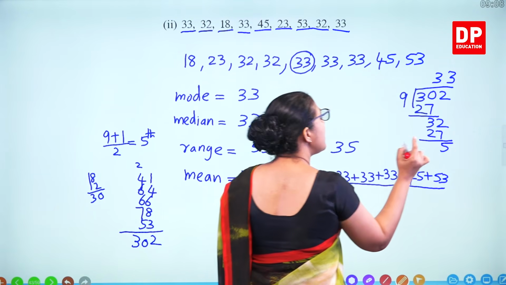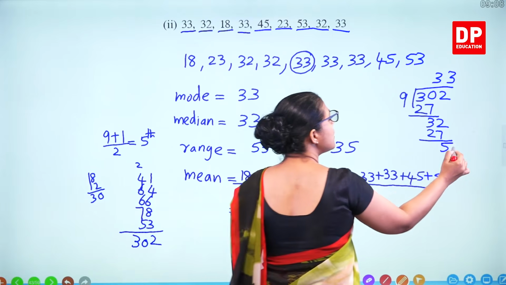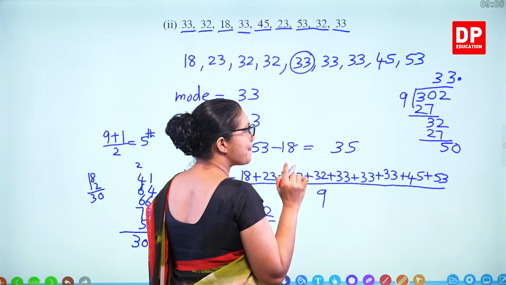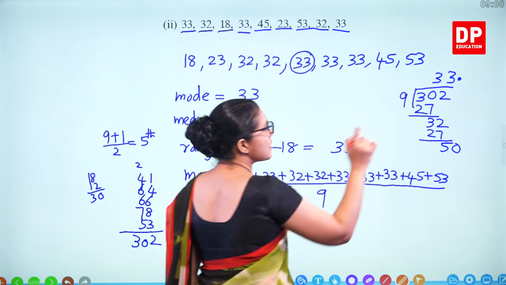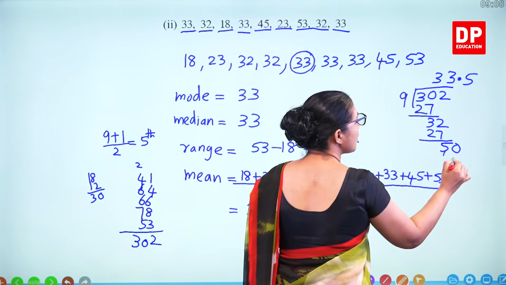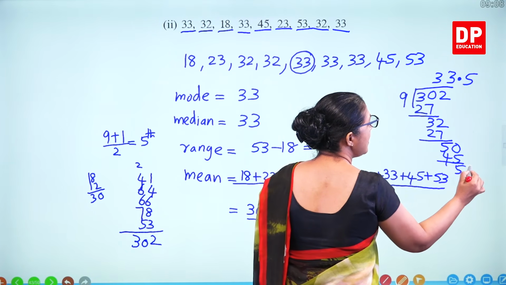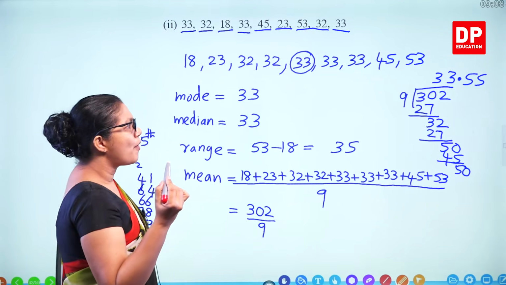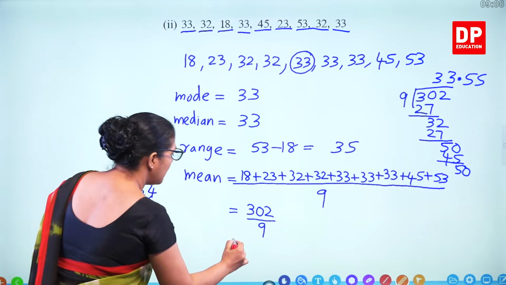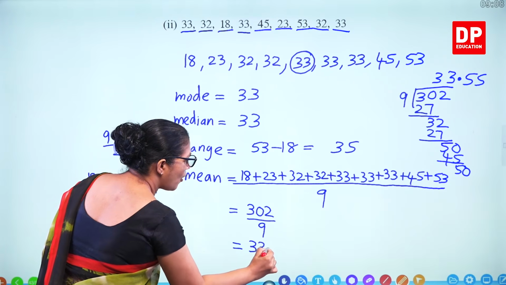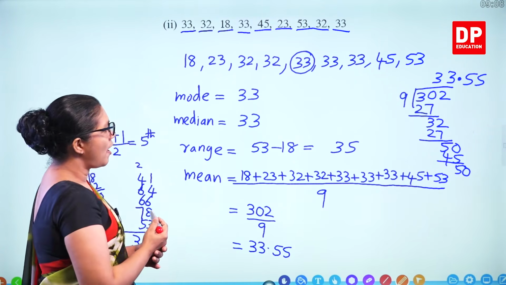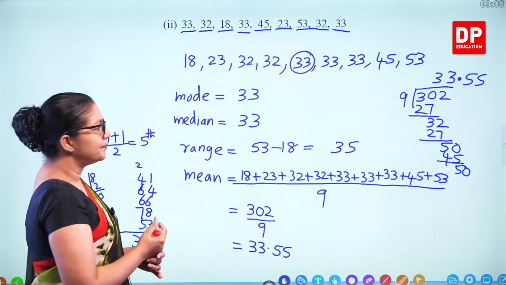So what's the remaining value? 5. For 50, 9 times 5, 45. So again 5. So we can write 33.55. So 33.55 is the mean value for this data set.